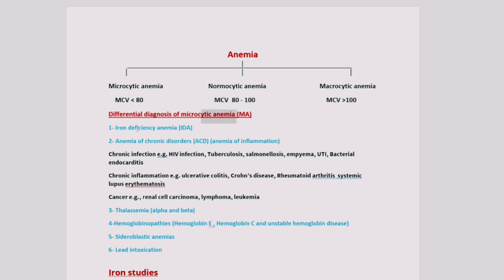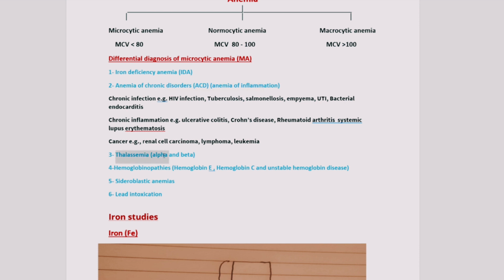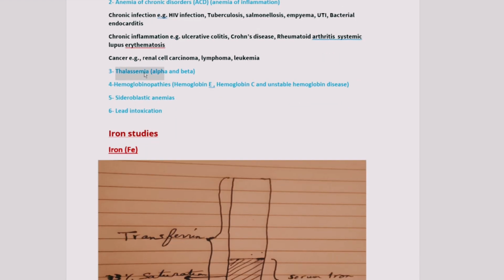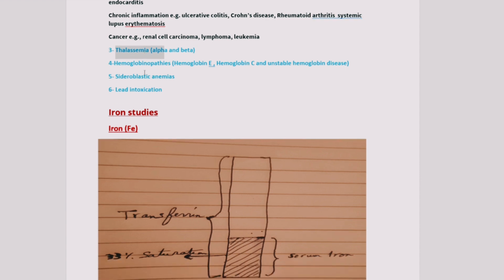The three major diagnostic possibilities of microcytic anemia are iron deficiency anemia, anemia of chronic disease or chronic inflammation, and thalassemia. Iron deficiency anemia is the most common cause of anemia worldwide. Anemia of chronic disease is the second most common cause of anemia worldwide and the most common cause in hospitalized patients and among the elderly. Thalassemia is common in certain ethnic groups and in certain geographic areas.